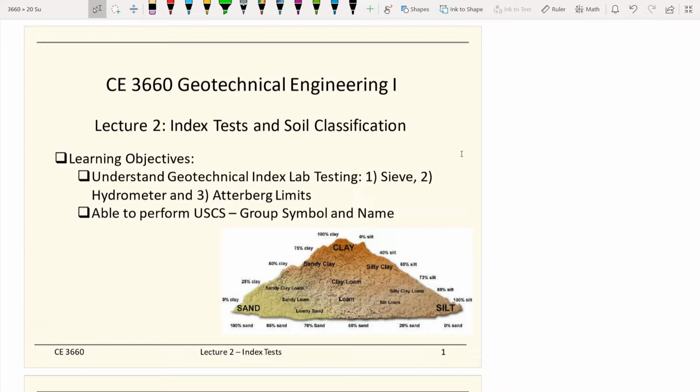In this lecture, we will achieve two objectives. The first objective is for you to understand the Geotechnical Index Tests, including Sieve Test, Hydrometer Tests, and Atterberg Test. The second objective for this lecture is at the end, students should be able to perform soil classifications per USCS, which is the Unified Soil Classification System.